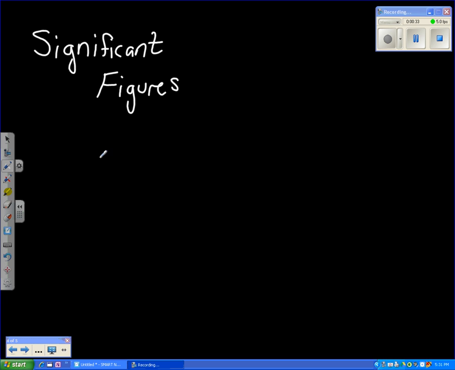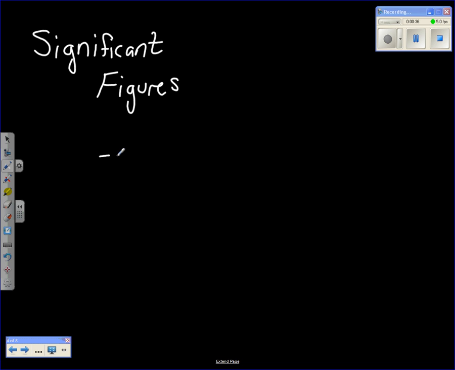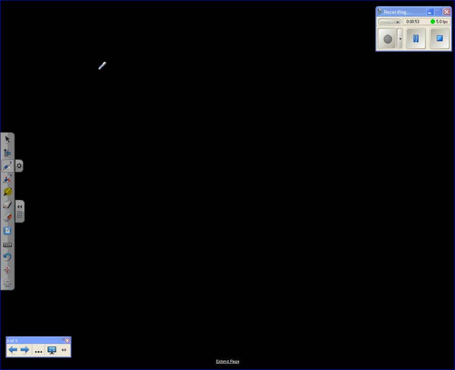First of all, significant figures are essentially digits in a number. Okay, so if I had a number like 1, 2, 3, each of these are digits, and there are certain rules that govern what is significant and what is not. Okay, so if we go to the next slide here, we'll look at several different examples.